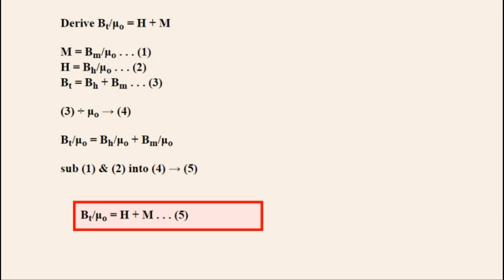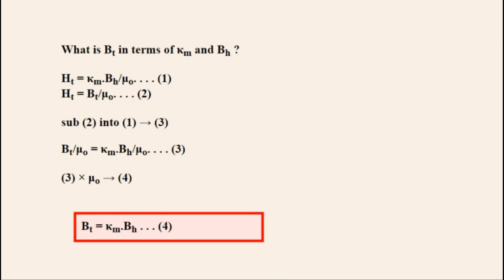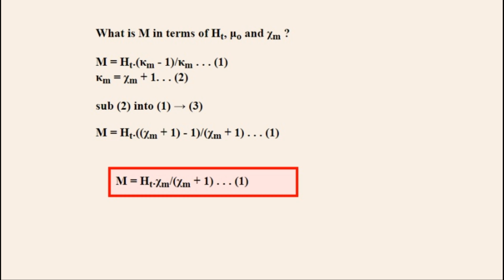Notice that it is only algebra without fancy integral equations. This is an example of how to find a relationship between chi m and kappa m, which have a very simple relationship. This is an example of how to relate the magnetic B fields to each other. Here is an example of how to find magnetic field vectors without knowing anything about the externally driven field BH or H. And here is another example of this.